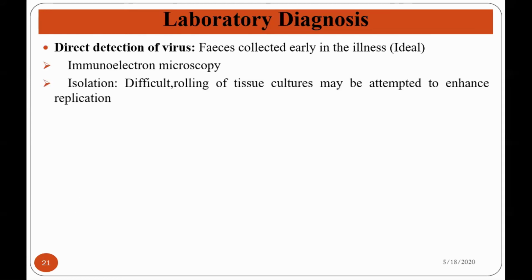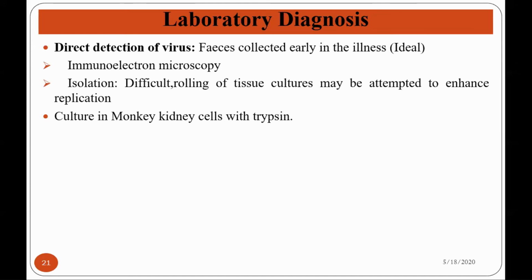It is very difficult to grow these rotaviruses under laboratory conditions. But for research purposes, we can grow these rotaviruses under laboratory conditions. Among different types of rotaviruses, only rotavirus type A can be cultured in laboratories. For that, we have to use the cell lines of green African monkey kidney cells, in which rotaviruses can be cultured.